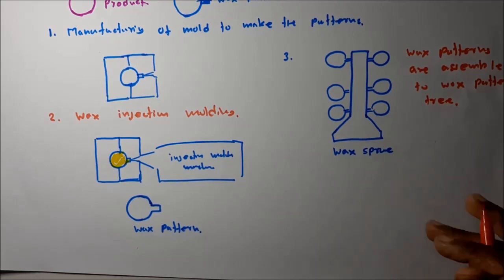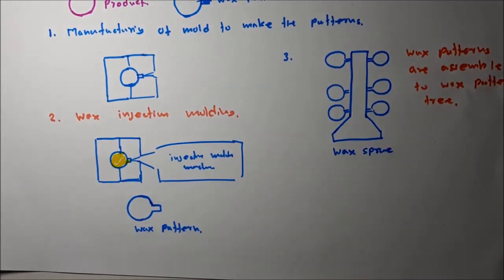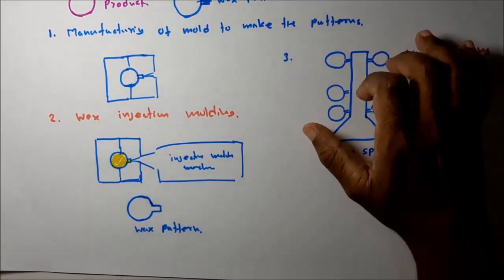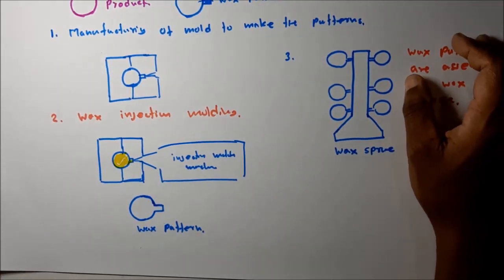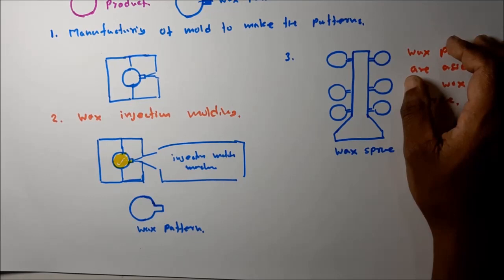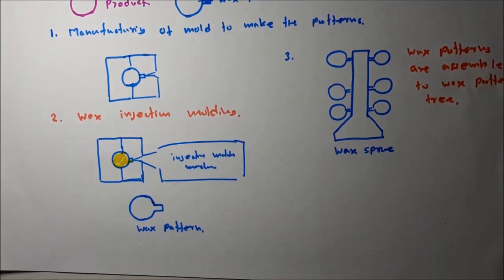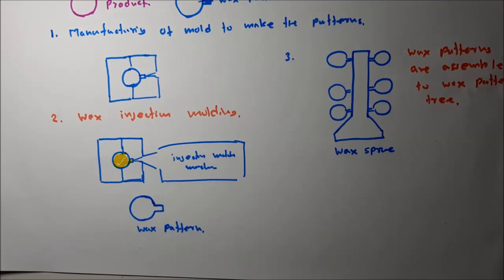Then this is the complete pattern. We have completed the pattern. This is the pattern we use in the investment casting process. The next step is very important. In step 4, this wax pattern is dipped in a ceramic slurry.